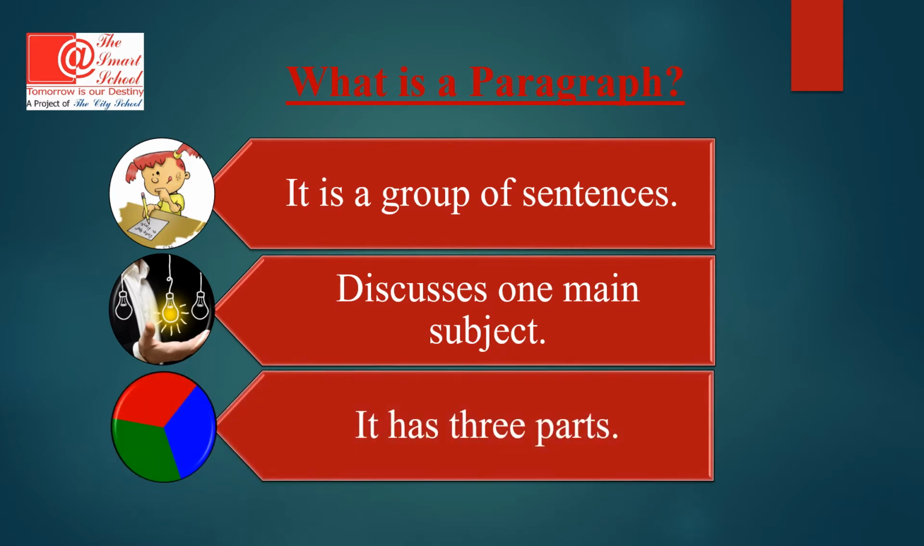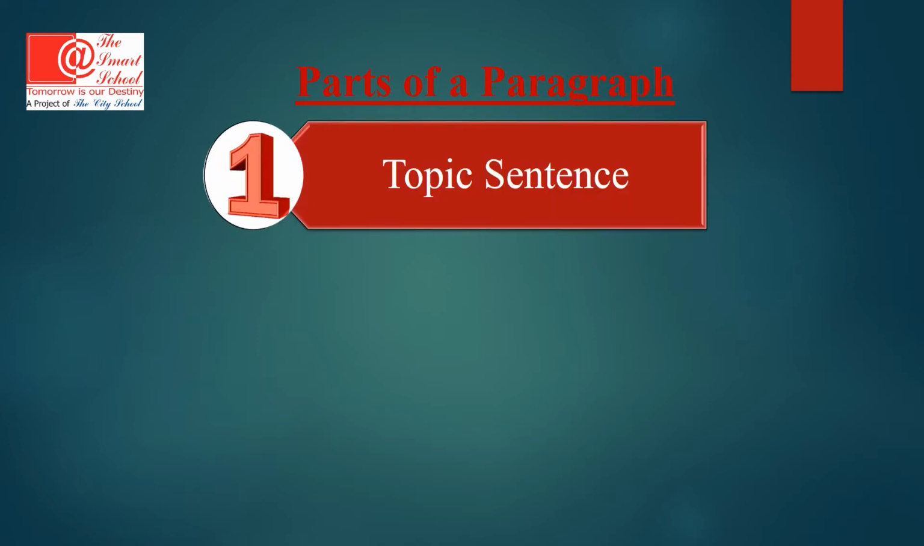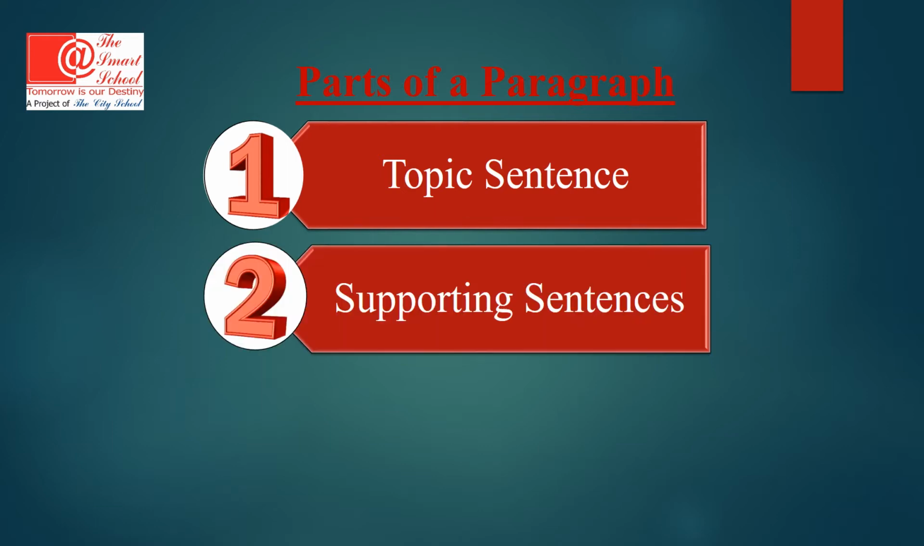Any paragraph has 3 parts. Now let's talk about what those 3 parts are. Now the 3 parts of the paragraph are as follows. Number 1 is the topic sentence. It is the first sentence of the paragraph and it tells you the theme of the paragraph.